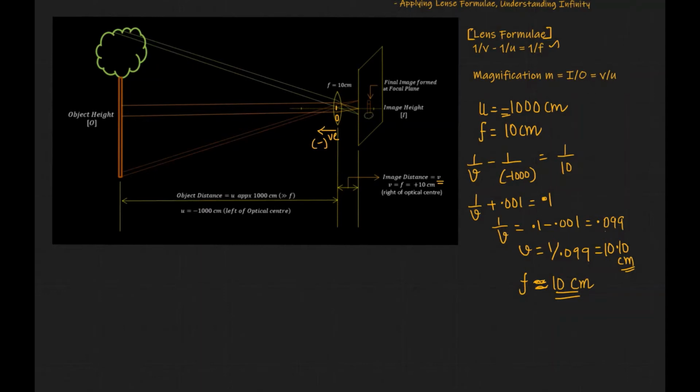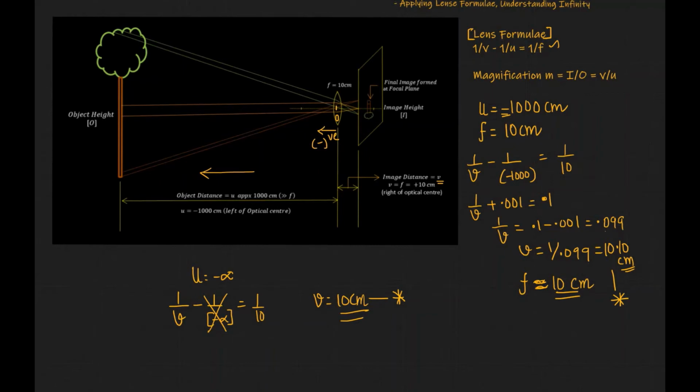Now let's assume what would have happened if U was infinity. So U was minus infinity. That is to say, this distance was very, very far away. Now let's substitute in the equation. You would get 1 by V minus 1 by minus infinity is equal to 1 by 10. Now this quantity will be 0, so your V will be equal to 10 centimeters. Now you can see that between this and between this there is not much of a difference.